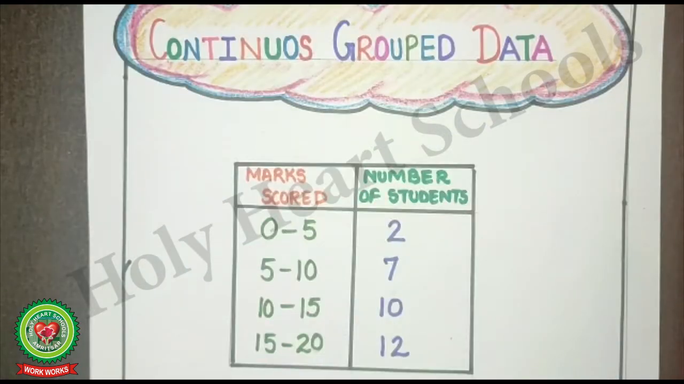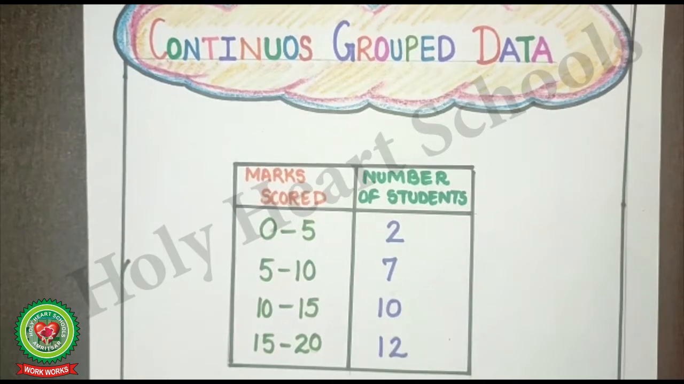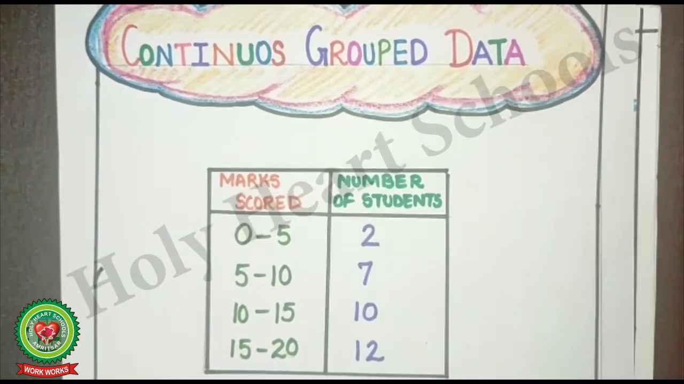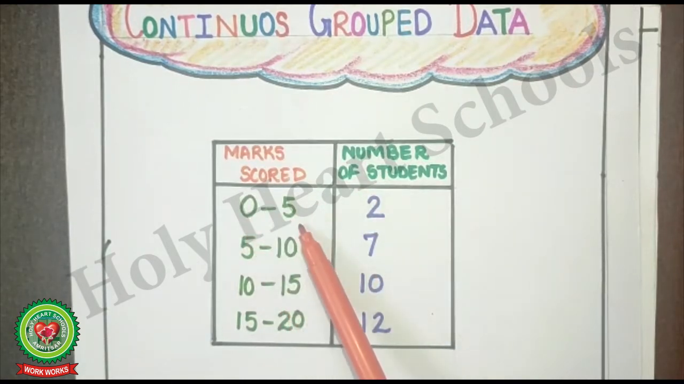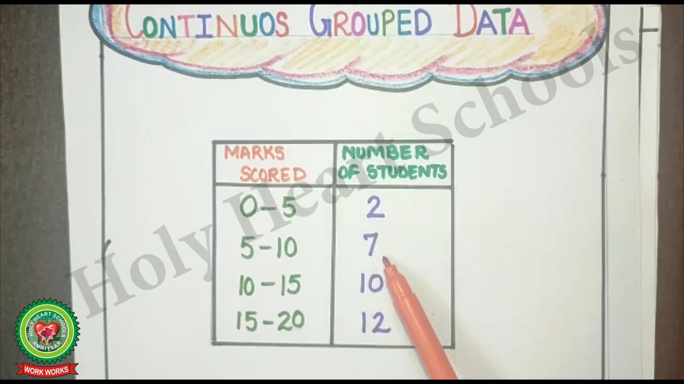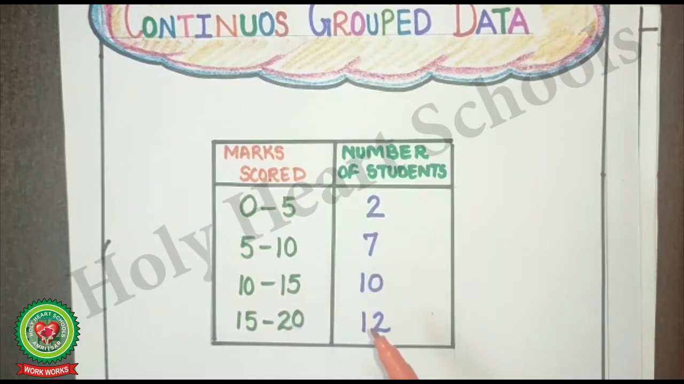Suppose a test of 20 marks has been conducted in your class and you will come to know the result in this way: 2 students have got marks between 0 and 5. 7 have got marks between 5 and 10. Similarly, 10 students have got marks from 10 till 15 and 12 have got marks between 15 till 20. So here, as you can see, instead of writing individual marks, we have arranged marks in intervals.